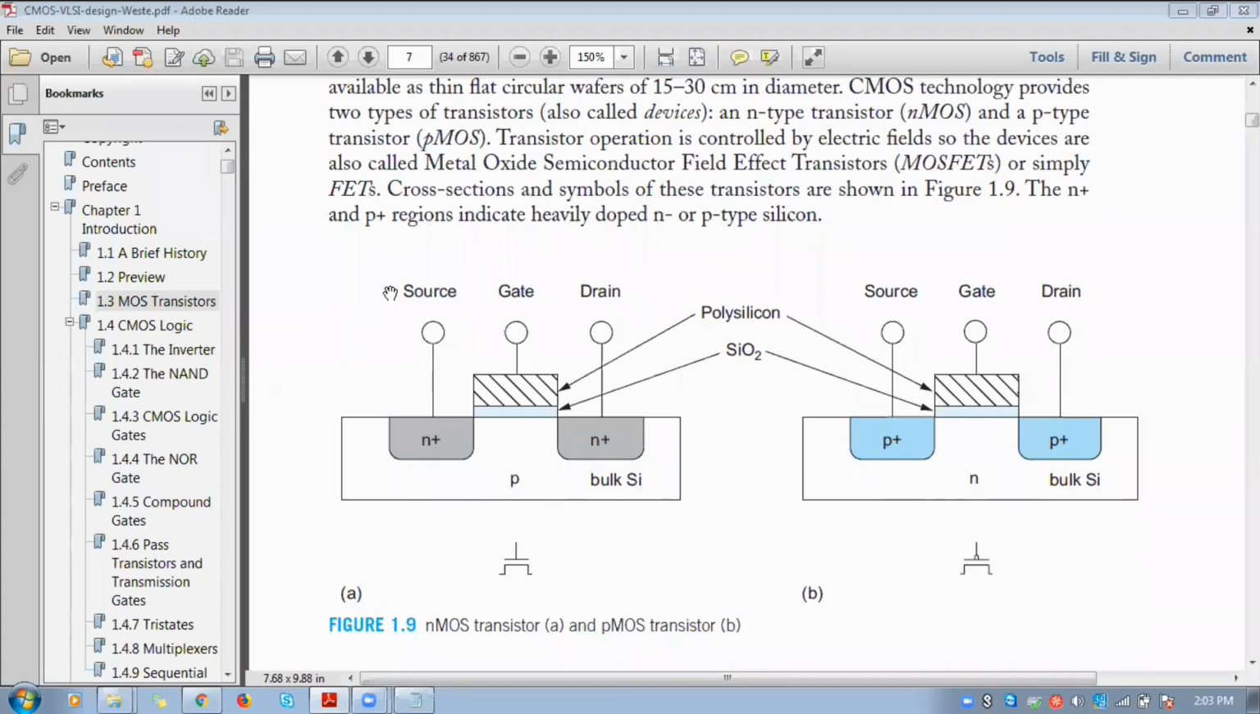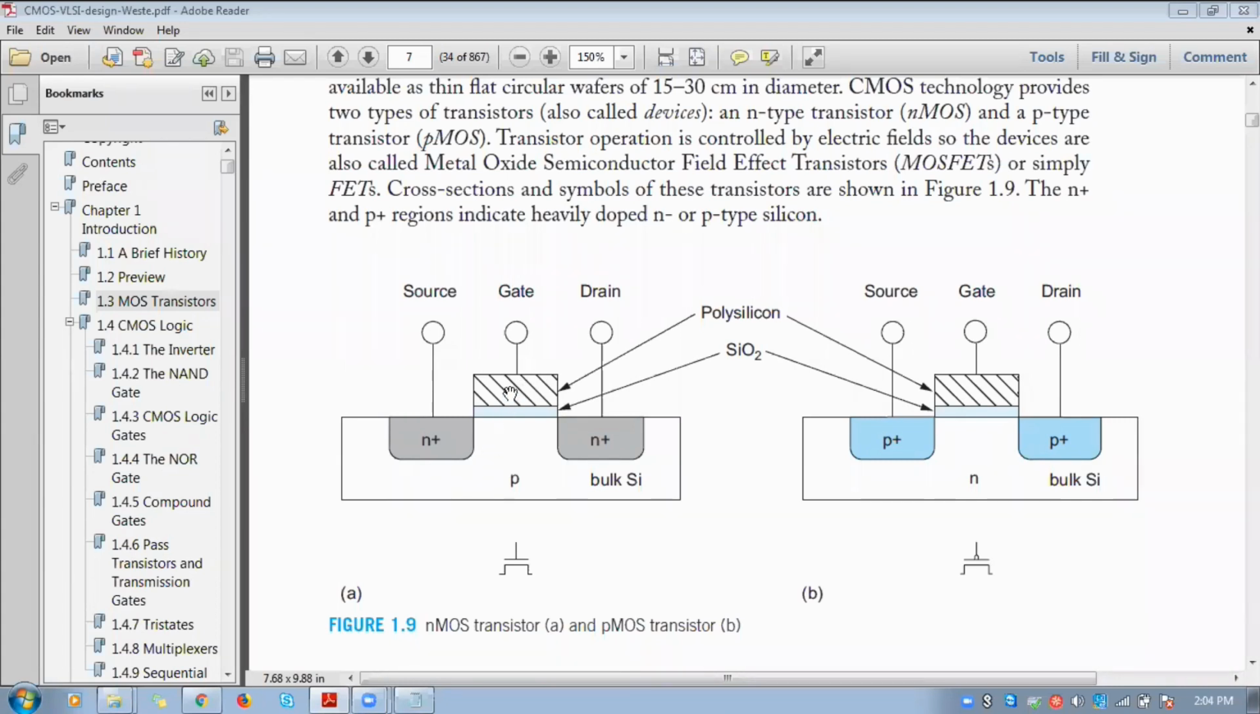If you see nMOS, in order to make an nMOS, we need a P substrate. So here the silicon lattice is doped with boron. For PMOS, we need an N substrate. Here the silicon lattice is doped with arsenic or antimony. Here the N plus regions for source and drain are formed with group 5 impurities. Group 3 impurities are used for the P plus region, and there is a silicon dioxide layer and this polysilicon gate.